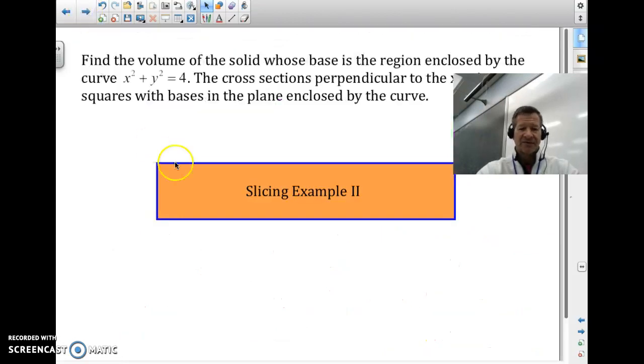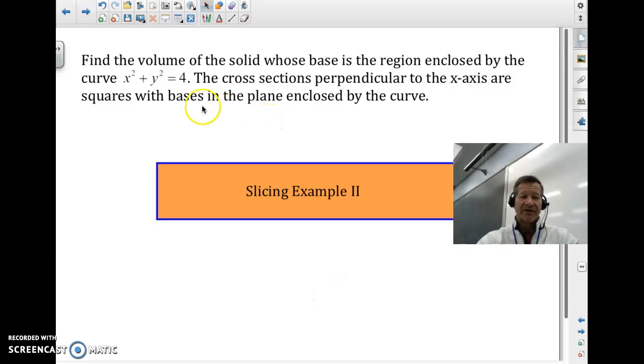Let's look at another example. Now, let's find the volume of a solid whose base is the region enclosed by the curve x squared plus y squared equals 4. That's a circle with a radius of 2. The cross sections perpendicular to the x-axis are squares with bases in the plane enclosed by the curve.